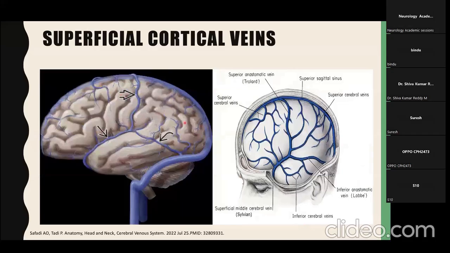Superficial cortical veins run on the surface of the cortex. This is the superior anastomotic vein, also known as the vein of Trolard, which runs around the central sulcus and connects the superior sagittal sinus to the middle cerebral vein. This is the superficial middle cerebral vein, also known as the Sylvian vein, which runs in the Sylvian fissure and drains into the petrosal sinus. And this is the vein of Labbe, also known as the inferior anastomotic vein, which connects these cortical veins to the transverse sinus. Either of the two veins can be dominant in any person.